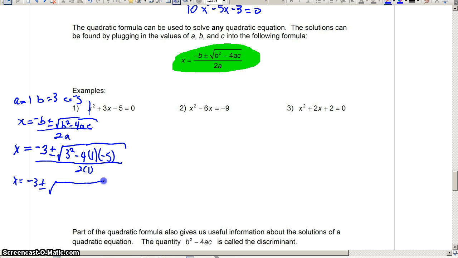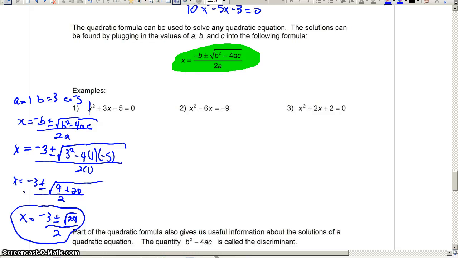Now you could let your calculator do all of the work simplifying, or you could go step by step. Either way is fine. 3 squared is 9. Negative 4 times 1 times negative 5 is a plus 20. And then down here we have 2. Wrapping it up, we'd have x equals negative 3 plus or minus the square root of 29 divided by 2. Now, of course, these answers, both of them, the plus and the minus, are in simplified form. We can't reduce our radical any. This is as far as we go.